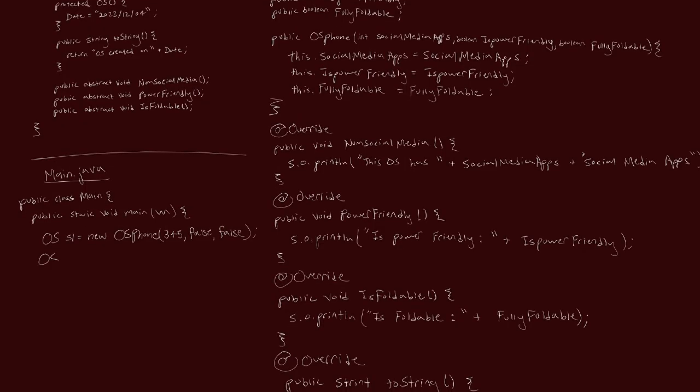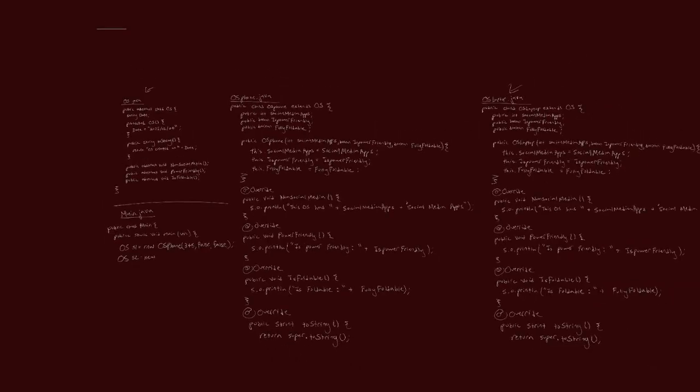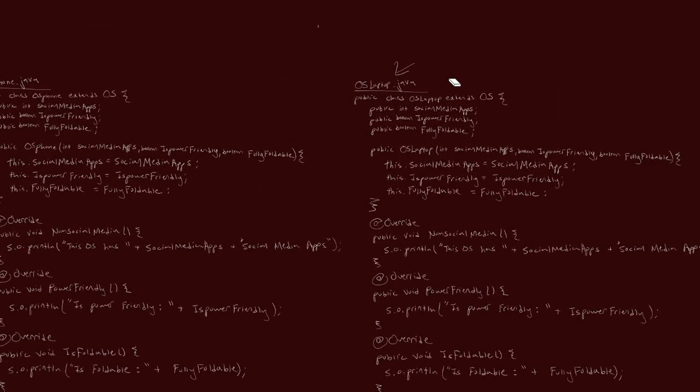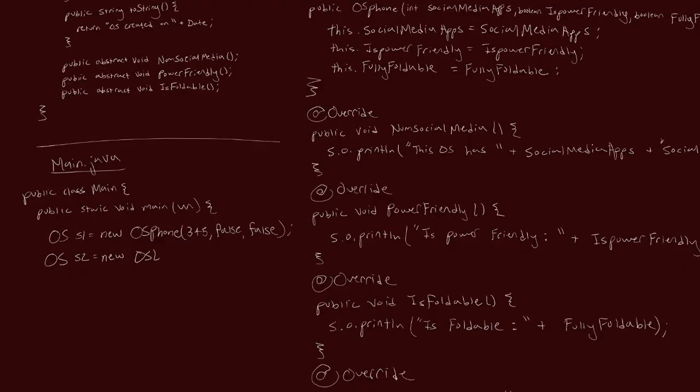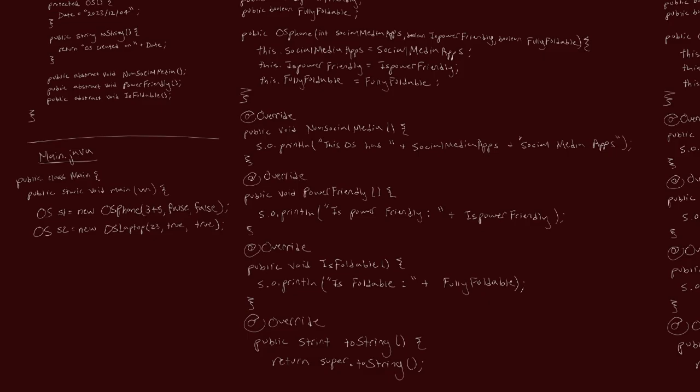And then let's do OS s2 equals new, and then let's do the same thing for OS laptop. So OS laptop. Number of social media apps was 223. And let's have it be power friendly. And laptops should be foldable. Okay, and let's say it's one of those laptops that are fully foldable, like a 2-in-1.